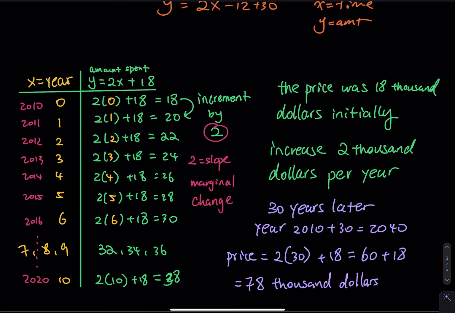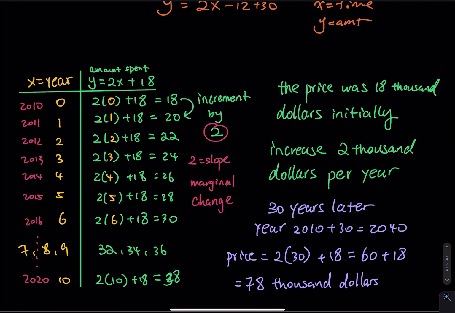And then how do you calculate the amount? Easy. All you have to do is plug x into the equation. So y equals 2x plus 18. Initially, when x equals 0, 2 times 0 plus 18 equals 18. So that is the first row of the table.